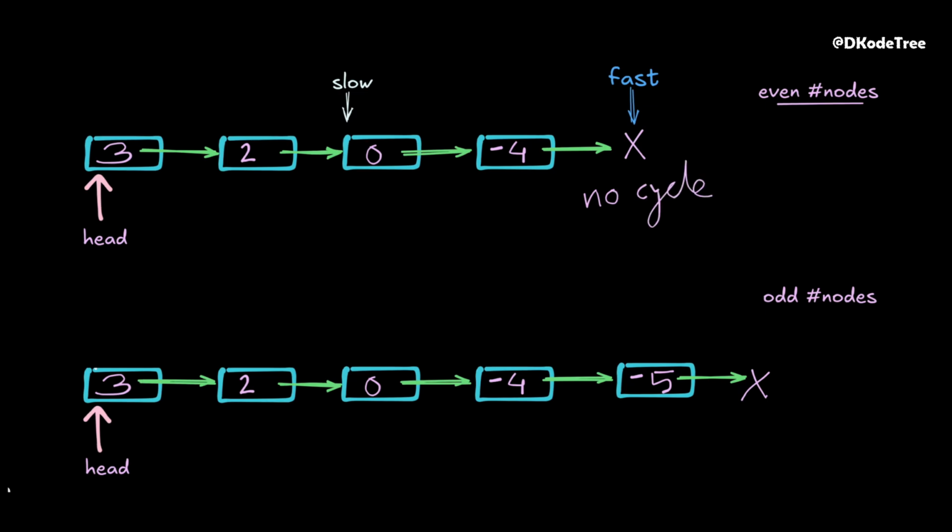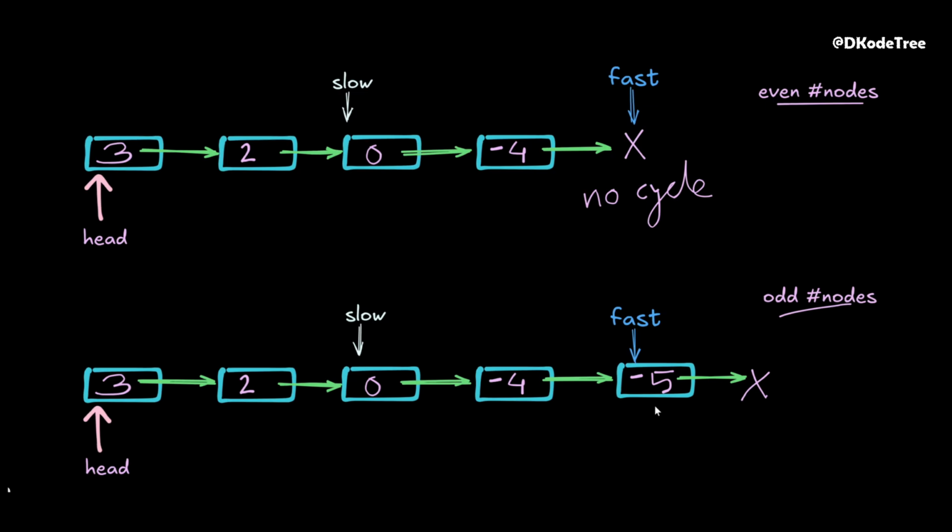In the next case, where we have an odd number of nodes, the slow and fast pointers also start from the head. In the next step, slow will move by 1 and fast will move by 2. So fast is at the third node and slow is at the second. In the third step, slow will again move by 1 and fast will move by 2. So we can see that fast has already reached the last node. But can it move any further?